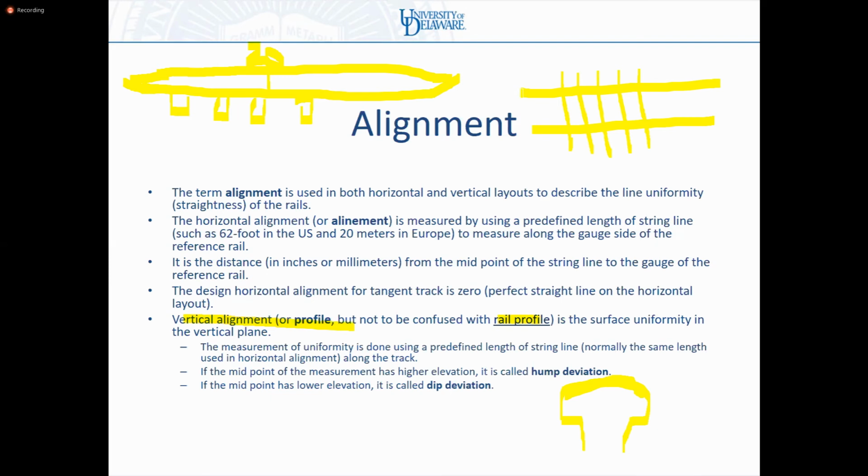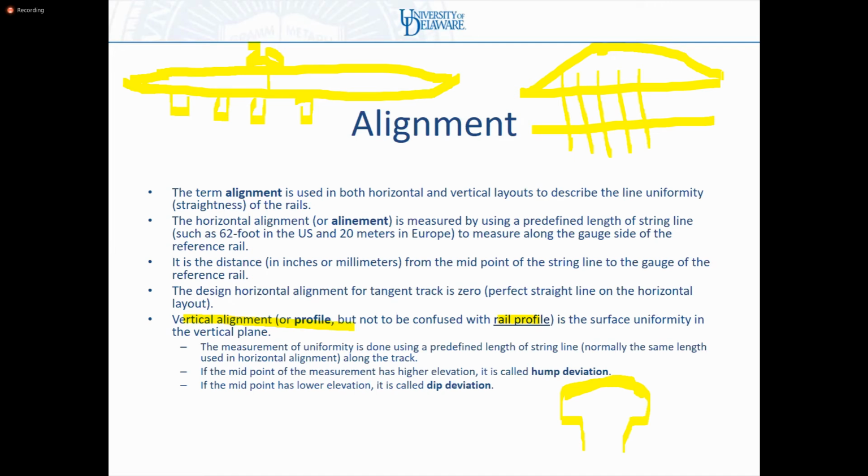And I look at the variation laterally. With both vertical and lateral alignment, we actually measure each rail independently. So vertical alignment is left rail and right rail, and horizontal alignment is left rail and right rail. So we actually measure alignment separately. Now, obviously this gauge connects the left and the right alignment, and cross level connects the profile.